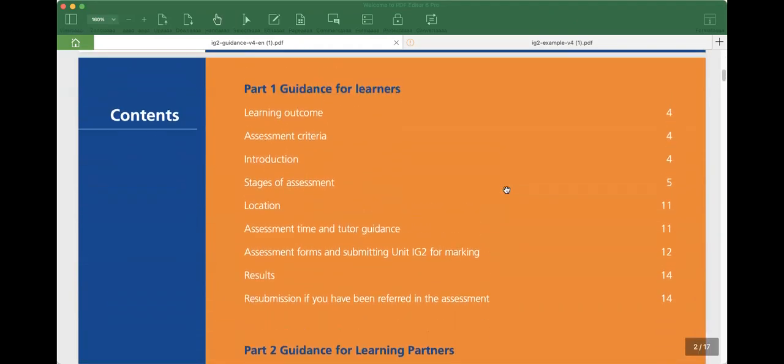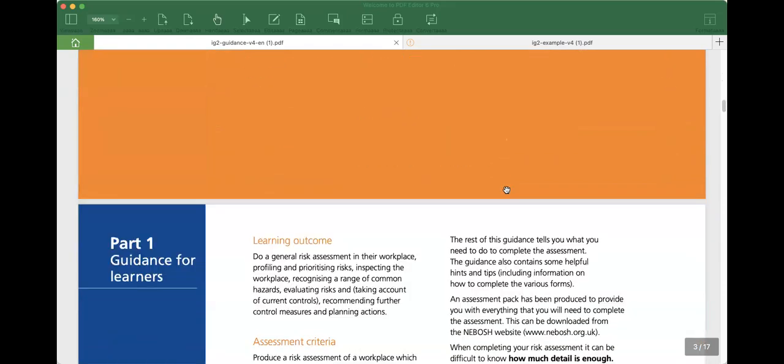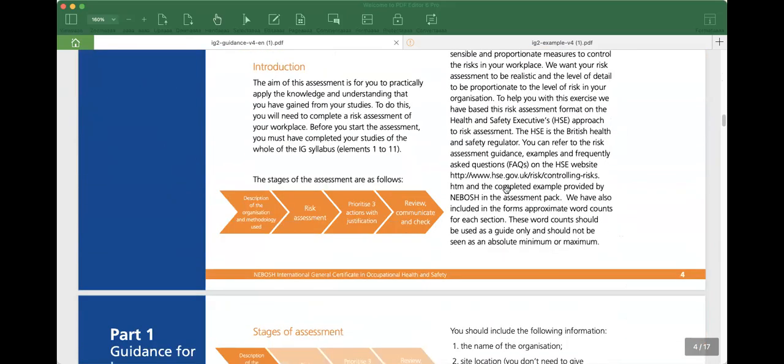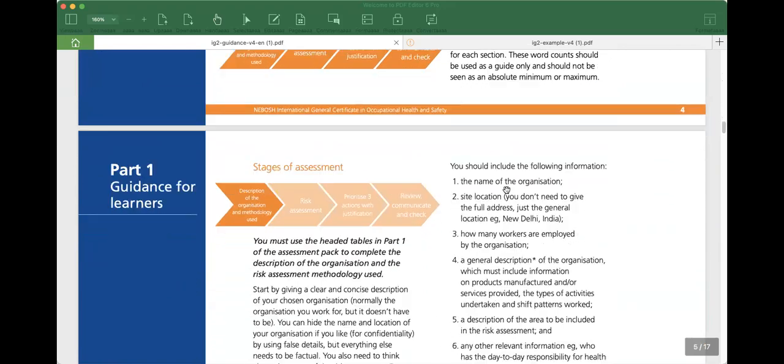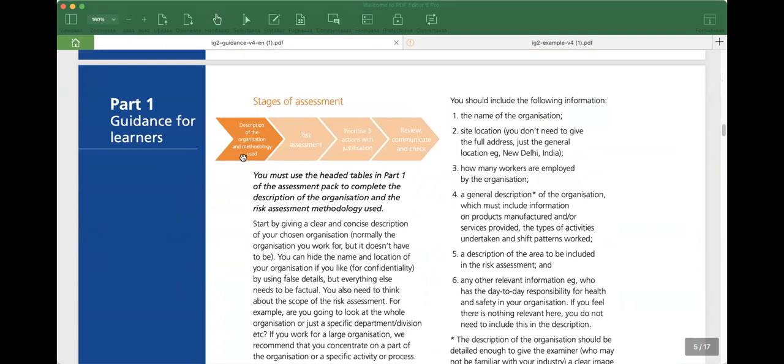So the risk assessment has four parts. Let me explain how this works. These are the stages of the risk assessment: description of the organization and methodology used, risk assessment, in part 3 prioritize 3 actions with justification, and then review, communicate, and check. Okay.